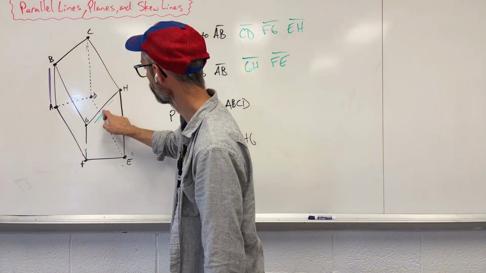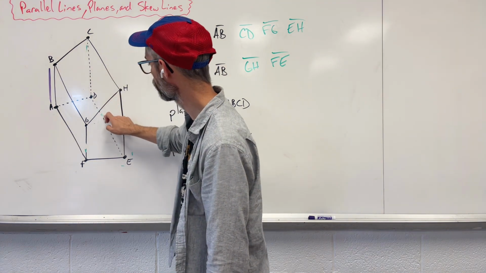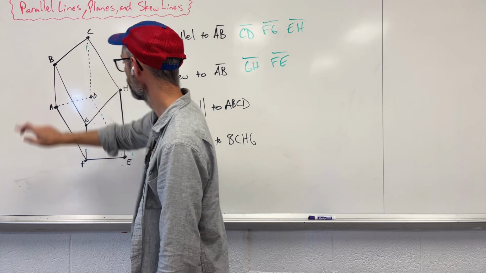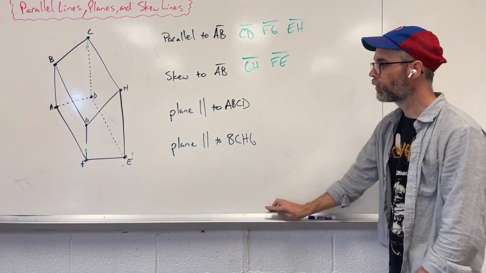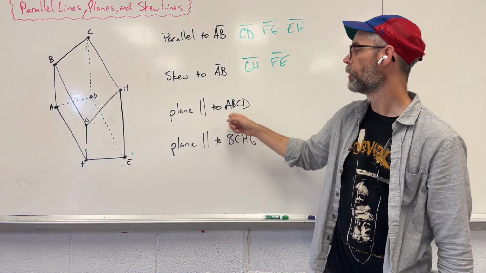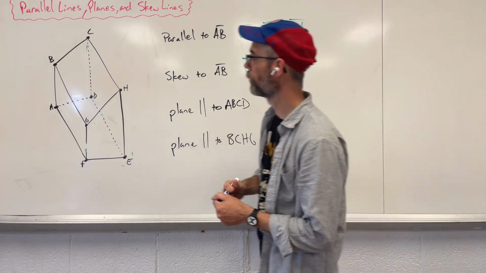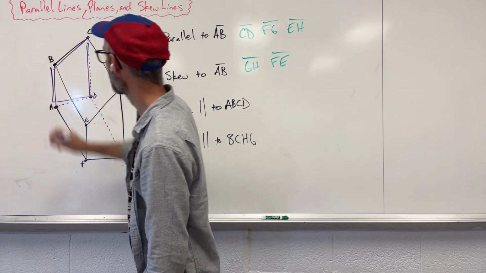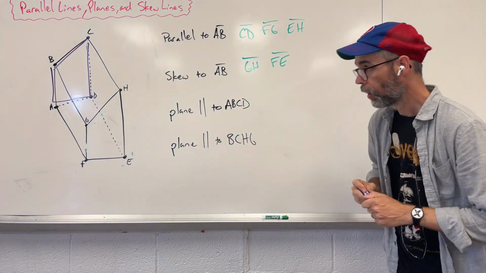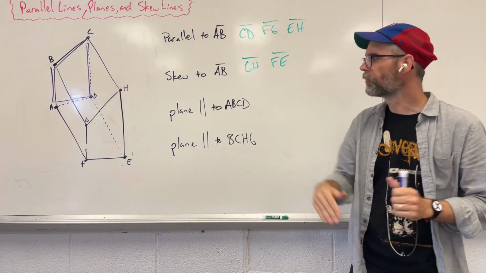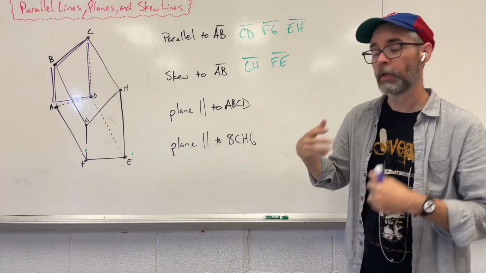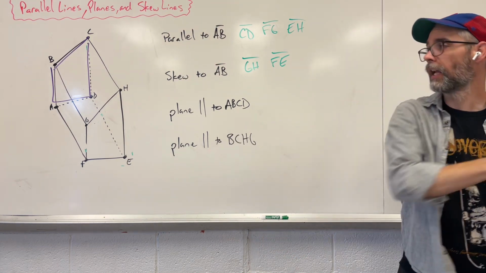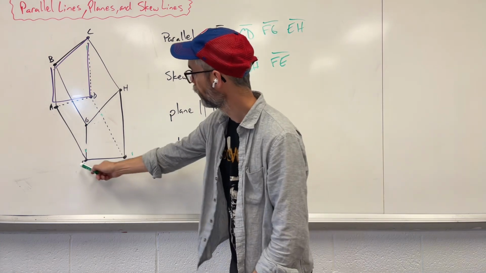Now we're talking about planes. We're talking about one whole side to this figure. I want to find a plane that's parallel to ABCD. So what are we talking about? We're talking about this thing back here. Okay, it's kind of like a side of a house. I want to find something parallel to this. So I need to find another side of the house, but on the opposite end. What are we left with?